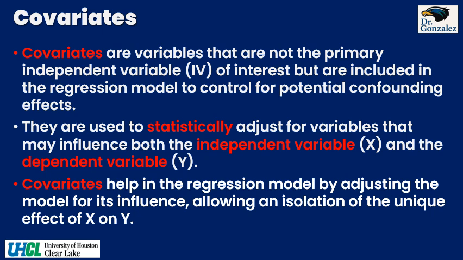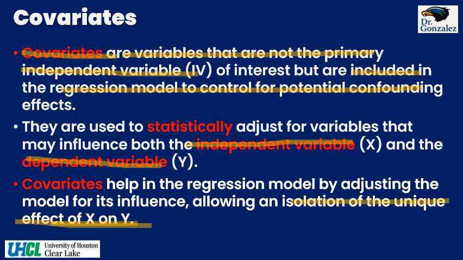At the same time, when we're worrying about regression, we have this concept of covariates. Covariates are variables that are not your primary independent variable, but they're included in the regression model to control for something that might be producing a confounding effect. So we use them to adjust variables using statistics, and those variables might influence both of our variables. Covariates adjust the model for that influence and let me isolate the unique effect of X onto Y.